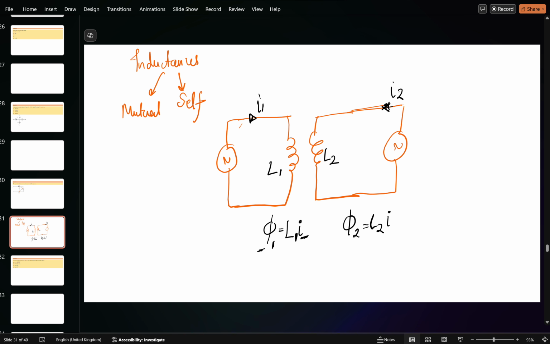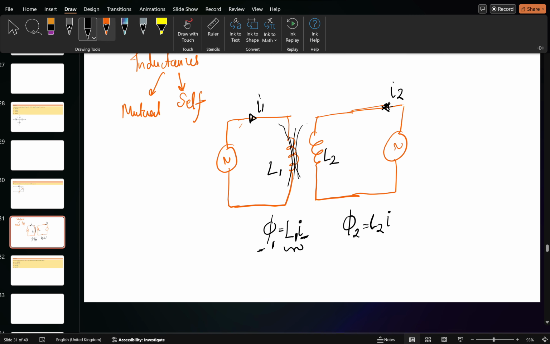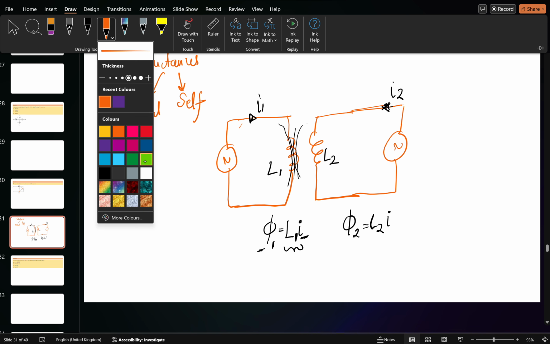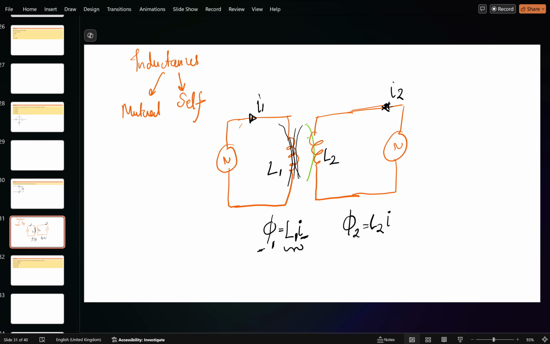That is the L1 value. Okay, so the flux will be created. Flux will flow like this somewhere, and some flux will be flowing like this. So some flux will link outside of that also. Suppose, let me take another pen. Some flux will be linking here as well, through the I2 current.